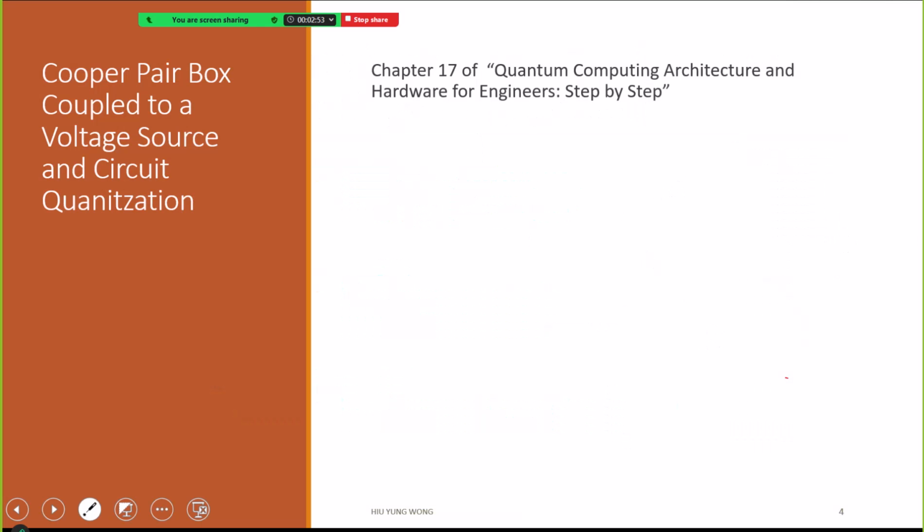So yeah, last time we started studying the Cooper pair box coupled to a voltage source, and we tried to do circuit quantization. So we will continue today. Every step is very important.